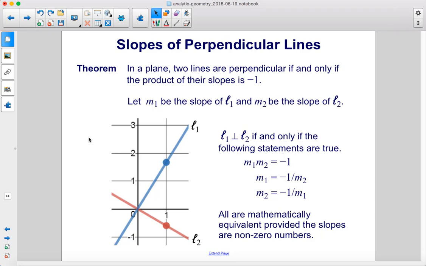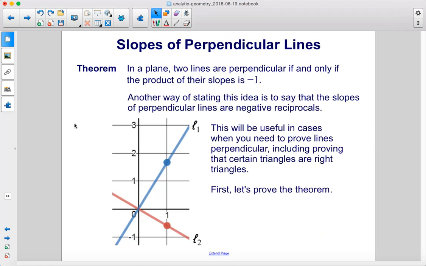Slopes of perpendicular lines. In a plane, two lines are perpendicular if and only if the product of their slopes is -1. Let m1 be the slope of L1 and m2 be the slope of L2. L1 is perpendicular to L2 if and only if the following statements are true. m1 times m2 equals -1, m1 equals -1 divided by m2, m2 equals -1 divided by m1. All are mathematically equivalent provided the slopes are non-zero numbers.